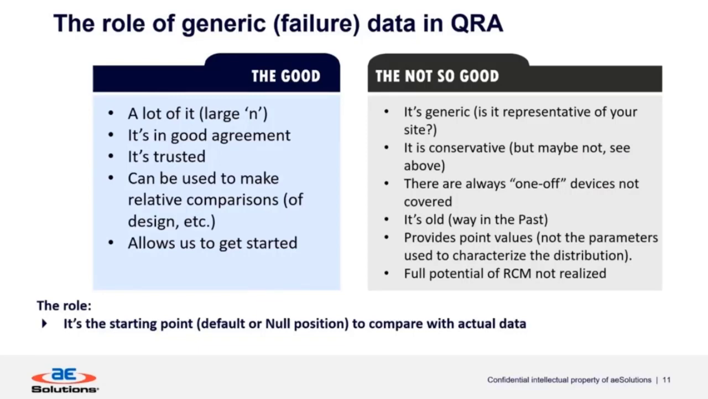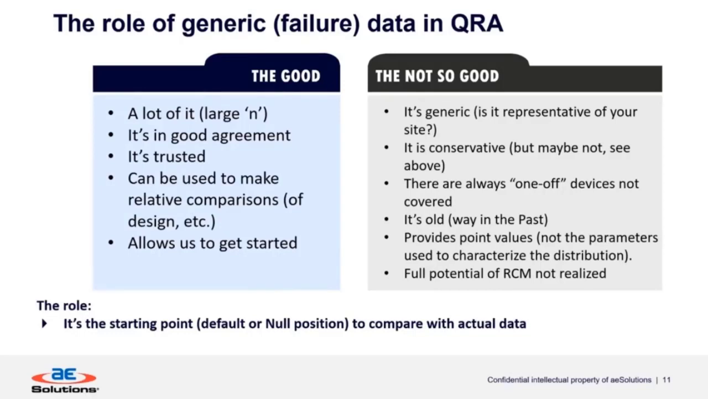Okay, they're not so good. It's generic. Is it representative of your site? It's conservative, that's the assumption, but maybe not. So see above, we don't really know. And there's that word again, knowing, that sense of being able to reduce uncertainty through knowing. There are always one-off devices not covered by generic data. That happens. That comes up all the time.